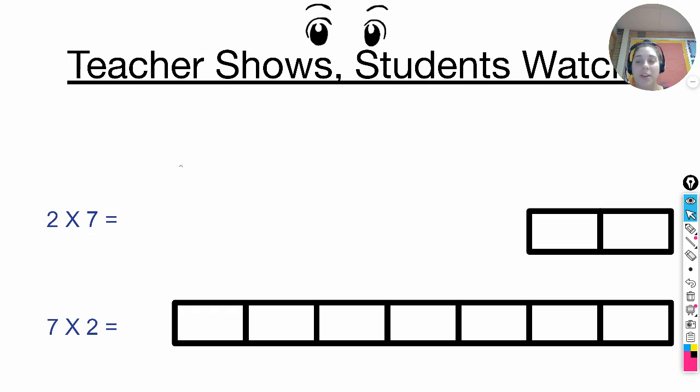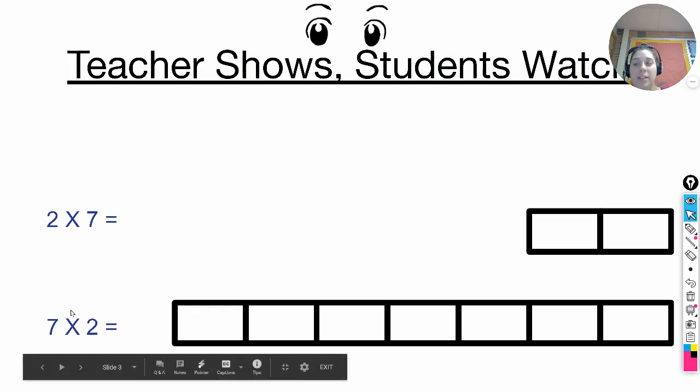So now what we're going to do is we're going to actually show why this commutative property works. Okay, so I have a problem here and you can just watch this one, and then after this we'll have one you can do on your whiteboard. This shows 2 times 7 and 7 times 2. So you can see that the 2 and the 7 are switched. And then we've got our picture over here.